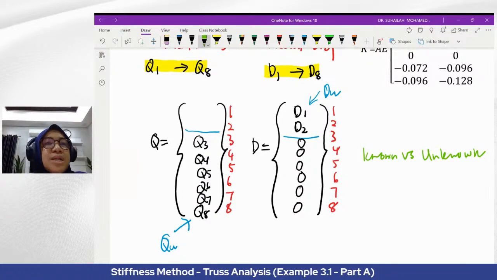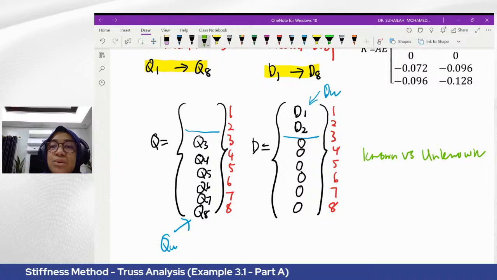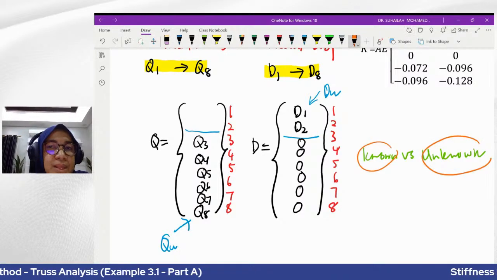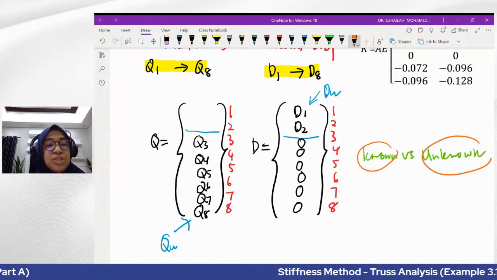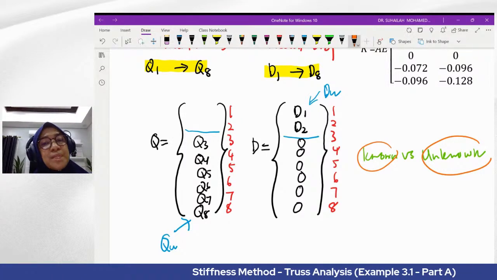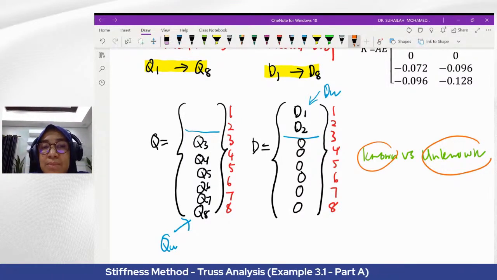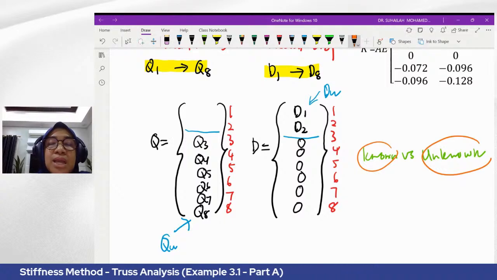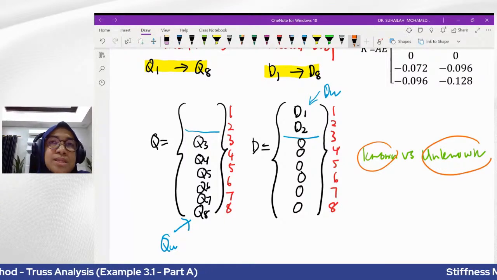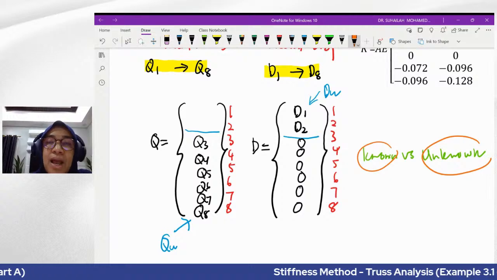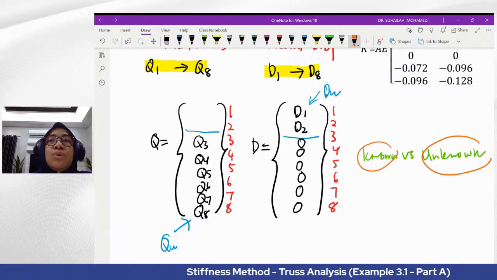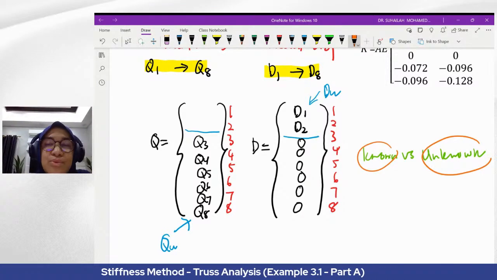It is known versus unknown. You get what I mean? It must be in opposite condition. What does it mean? If Q3 until Q8, all these are unknown at the same position 3 to 8 under displacement, we must put a known value.